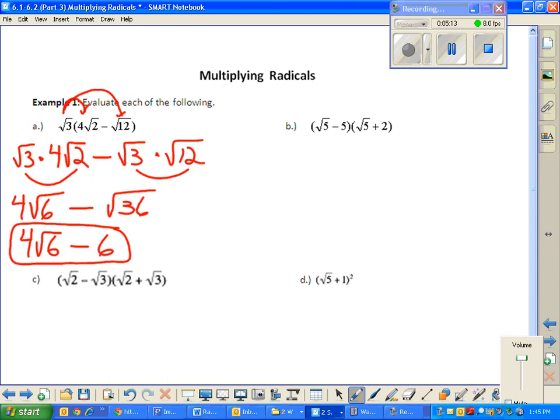Questions about that? Remember, you always want to ask yourself, where did that 6 come from? Or where did the square root of 6 come from? Those are the questions you should ask yourself as you review each example. If you don't understand, you need to ask. Okay, this guy over here, part B, I see a binomial times a binomial. That means we FOIL, yes.